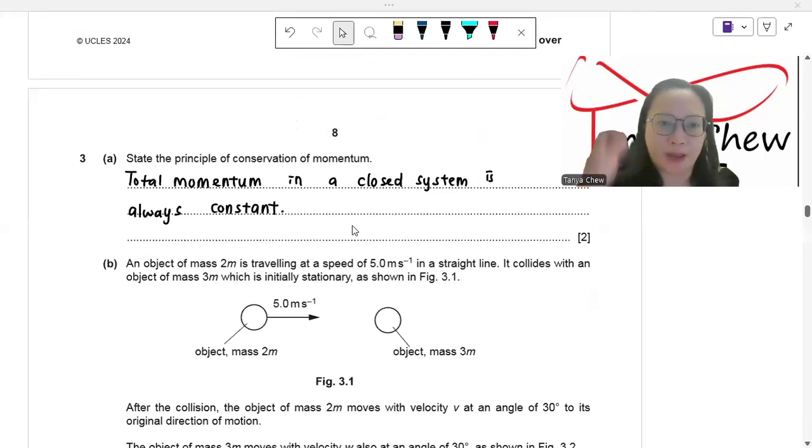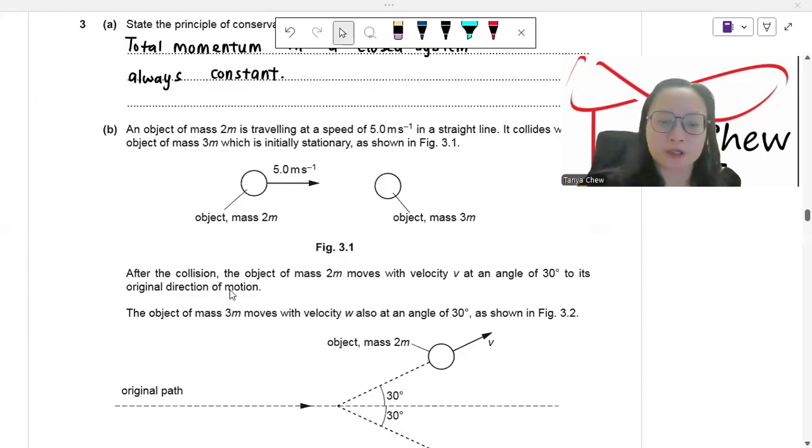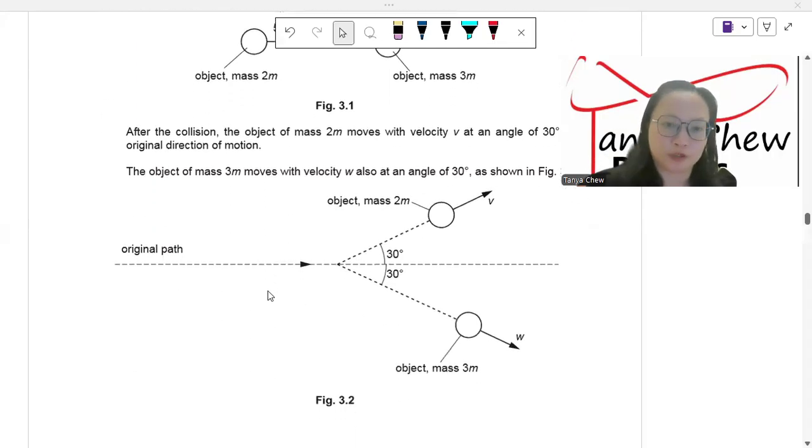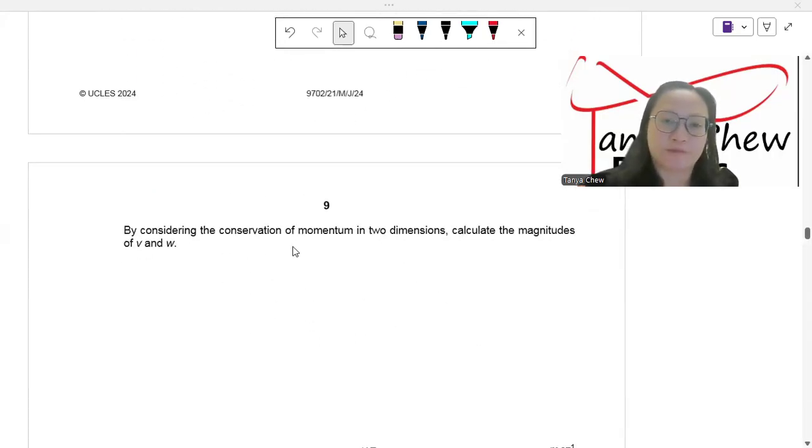An object of mass 2m is traveling at a speed of 5 meters per second in a straight line. It collides with an object of mass 3m, which is initially stationary, as shown in Fig 3.1. After the collision, the object of mass 2m moves with a velocity v at an angle of 30 degrees to its original direction, which is horizontal. The object of mass 3m moves with a velocity w, also at an angle of 30 degrees, as shown in Fig 3.2. Now, by considering the conservation of momentum in 2 dimensions, calculate the magnitudes of v and w.